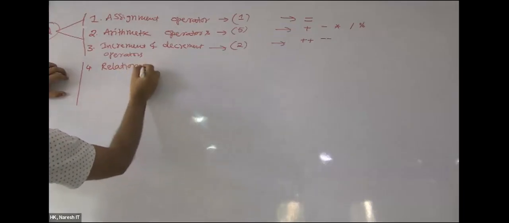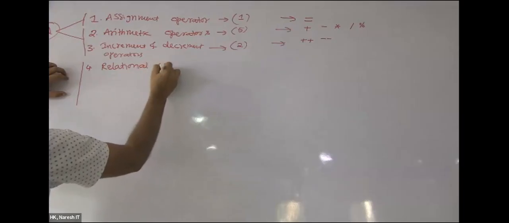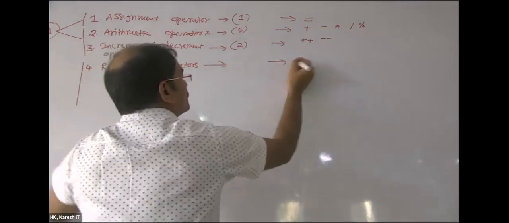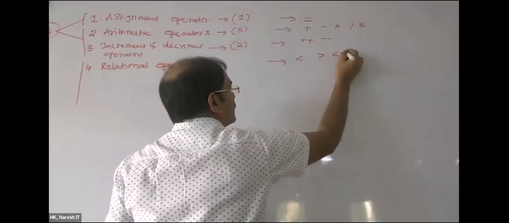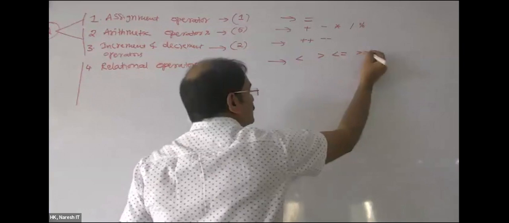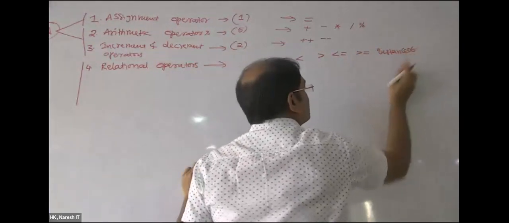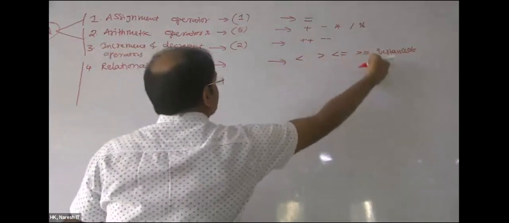Relational operators. What is the meaning of relational? Relation checking. Checking the relation. How many are there? You count. They are less than, greater than, less than or equals to, greater than or equals to, instanceof. What is the word? Instanceof. How many are there? 1, 2, 3, 4, 5. 5.